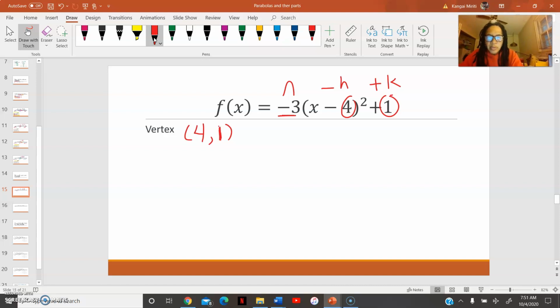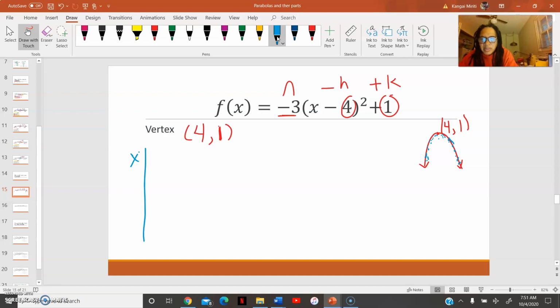So what do we know about this parabola already? We know it's turned down. We know the vertex here is at the point 4, 1. But this parabola contains an infinite number of points. And it might be nice to know what some of these other points are, just in case we want to have a good look at this graph. So how do we use this equation to find other points?